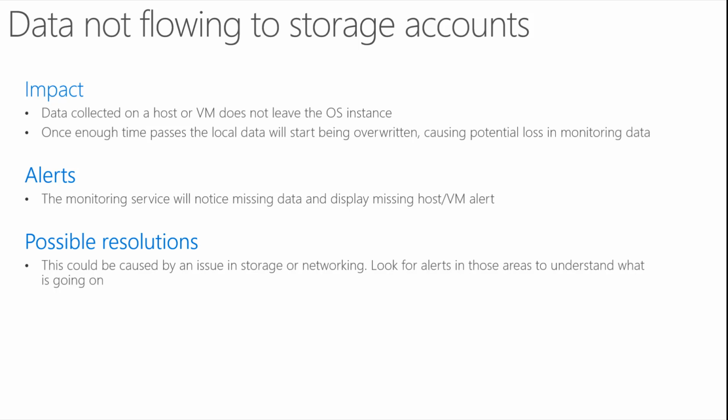If data is not flowing to storage accounts, the impact is going to be data collected on the host doesn't leave the OS instance. And when enough time passes, the local data will start being overwritten and cause potential loss in monitoring data. For alerts, the monitoring service will notice missing data and display missing host or VM alerts and possible resolutions. This could be caused by an issue in storage or networking, so look for alerts in those areas to understand what the heck is going on.